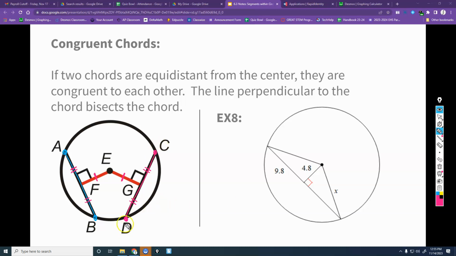So sometimes this can be used where you have two chords in a picture, but what you're going to see more often are these types of problems right here. So you have a chord, this line right here is a chord, and then you have a line from the center that is perpendicular. So that is going to cut that chord into two equal parts. So this piece right here is congruent to this piece right here, which means this little piece down here is 9.8 also.